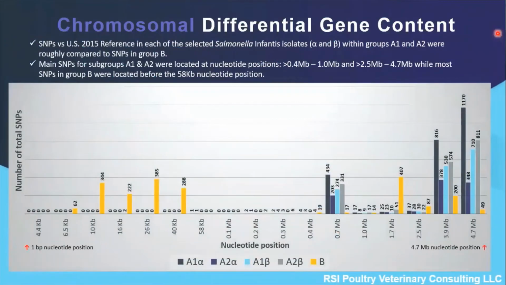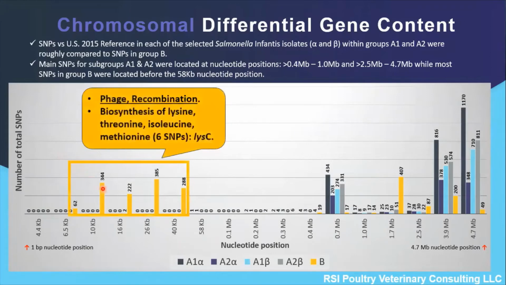The first step into the analysis was to locate the areas in the chromosome where most of the mutations are located for each of the groups. We observed that the alpha, beta, A1, and A2 groups had more mutations beyond the 0.4 megabase nucleotide position in the Salmonella chromosome. And the phylogenetic group B had most of the mutations located before the 58 kb nucleotide position in the Salmonella chromosome. And in this region, the group B had mutations located in phage, recombination, and one amino acid biosynthesis gene.